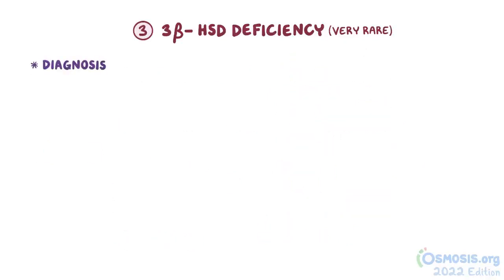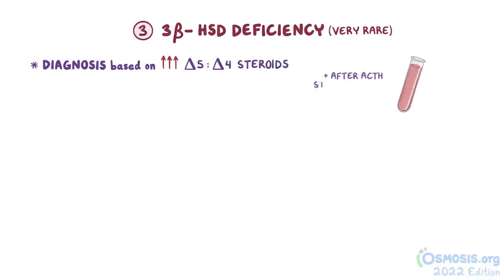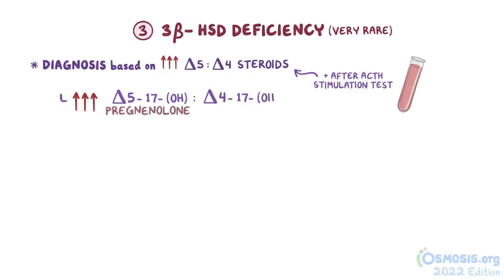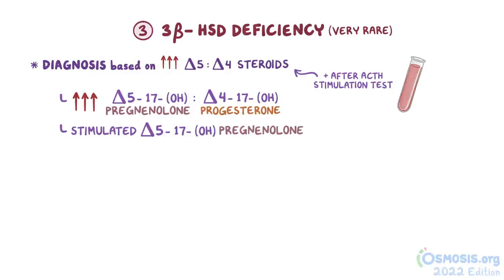Now, diagnosis of 3-beta-hydroxysteroid dehydrogenase deficiency is based on what distinguishes it from other congenital adrenal hyperplasias, which is the high ratio of delta-5 to delta-4 steroids in serum, especially after an ACTH stimulation test. So, a high ratio of delta-5 17-hydroxypregnenolone to delta-4 17-hydroxyprogesterone in the serum is characteristic for 3-beta-hydroxylase deficiency. Additionally, stimulated delta-5 17-hydroxypregnenolone values should be higher than 5,000 nanograms per deciliter to be consistent with a diagnosis.